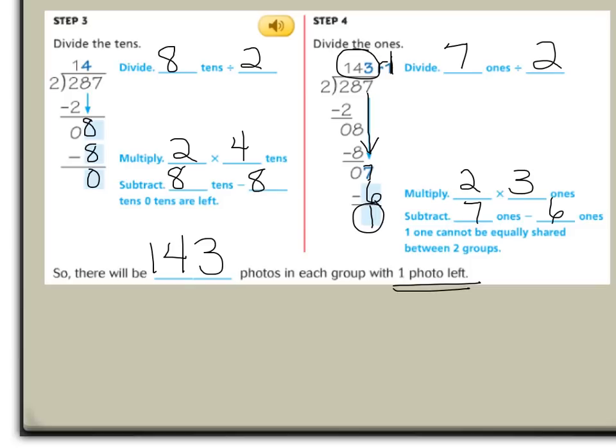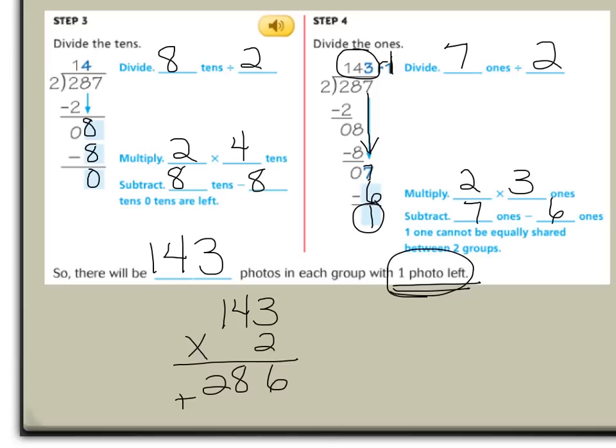I'm going to show you real quickly how you can check to make sure that you've done the right thing. So if I have 143, my quotient, times 2, the groups that I was dividing equally, you'll see I have 286, but I have to remember this 1 photo that was left, and I come up with 287, which is the dividend that I started with.